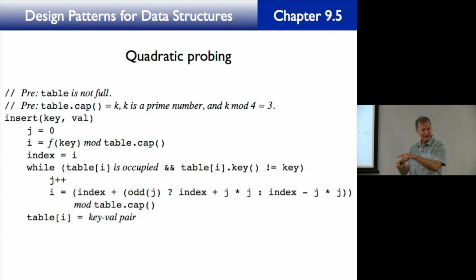If that one is a collision, then the next time through the loop, j will be 2. Now j is not odd, it's even, so it'll be index minus. So instead of above, it'll check 1 down here, and then if that's a collision, it'll check 2 up. And next time, if that's a collision, 9 down, since 3 times 3 is 9. 4 times 4 is 16, 25. We see why it's called quadratic probing. All of this mod the capacity.